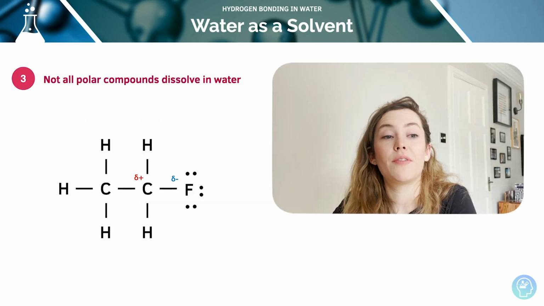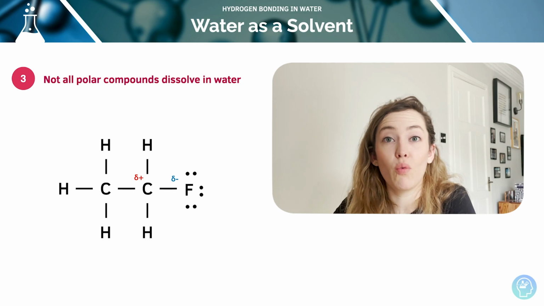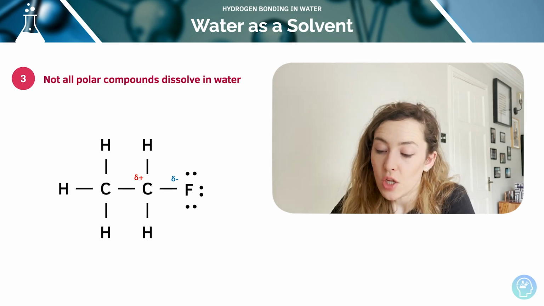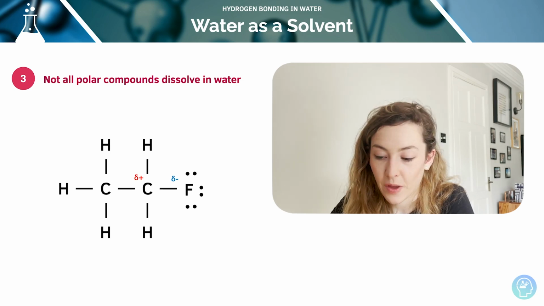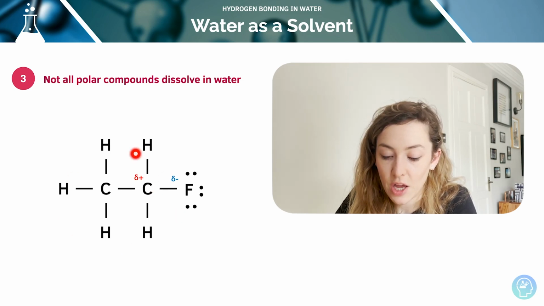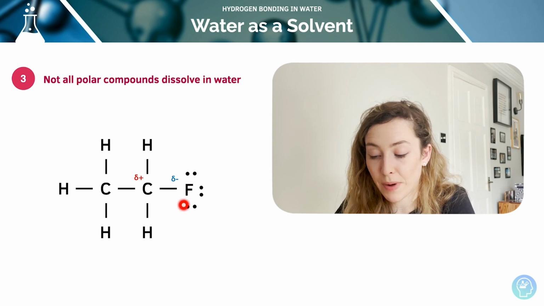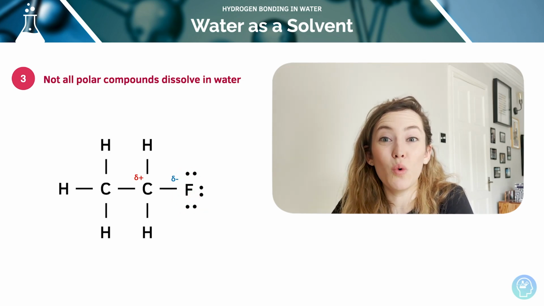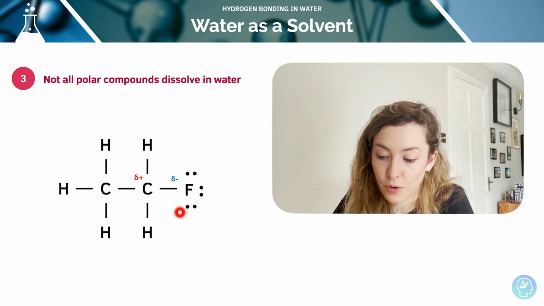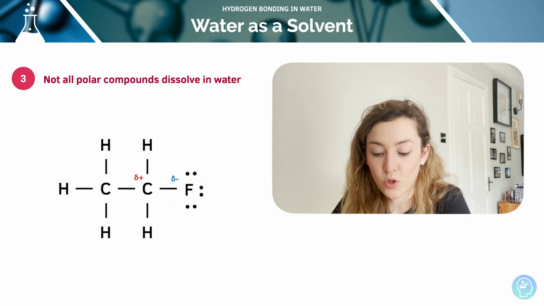And then we've got the idea that not all polar compounds dissolve in water, though, so it's not a guarantee. So haloalkanes are insoluble in water. Okay, so here is an example of a haloalkane. So it's an alkane, but with one of the hydrogens replaced with a halogen, a group 7. And their dipole moment is too weak, okay, for hydrogen bonds to form with the water molecule.